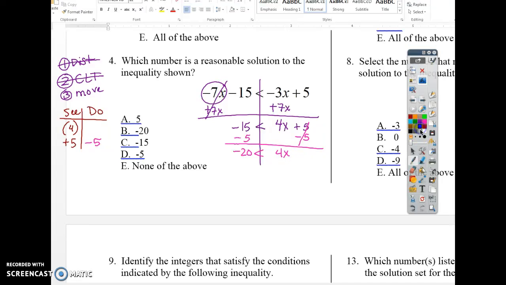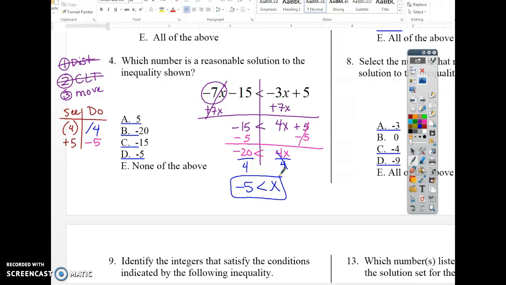And the last step is to divide by 4. I am dividing by a positive number. Okay, I am not going to flip this sign. This sign's going to stay the same. The only time you flip it is when you are multiplying or dividing by a negative number. So I'm going to divide by a positive number. The sign is going to stay the same. X is greater than or equal to negative 5.